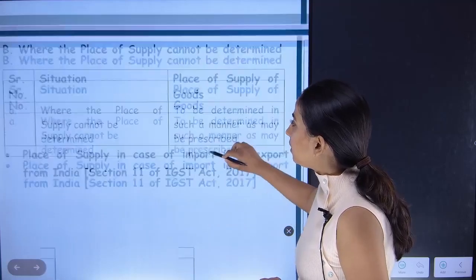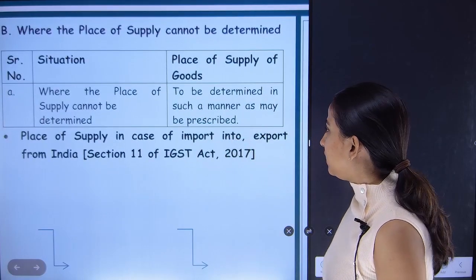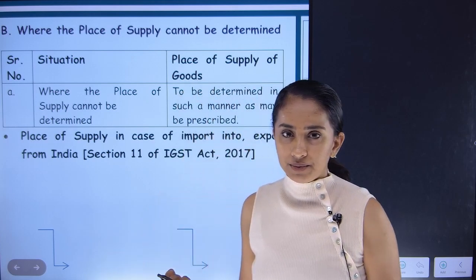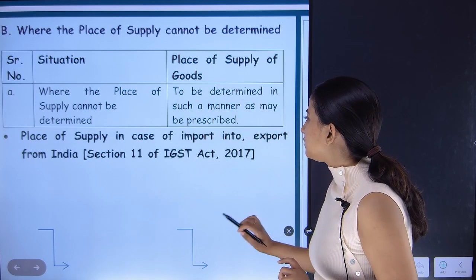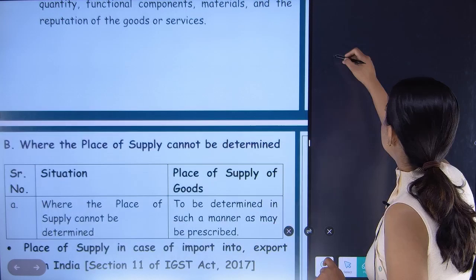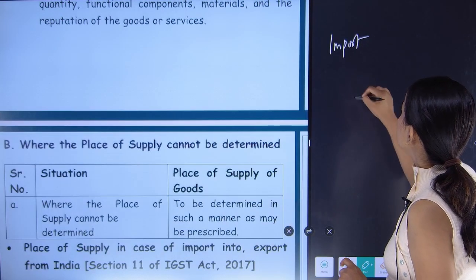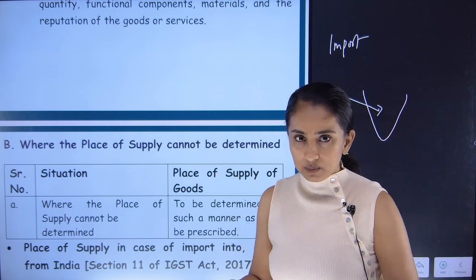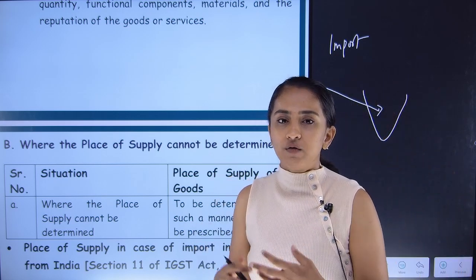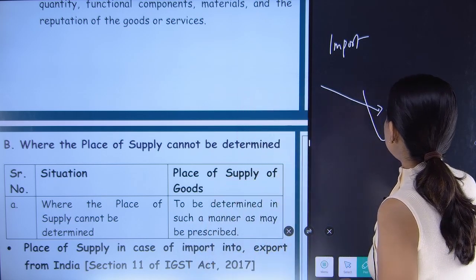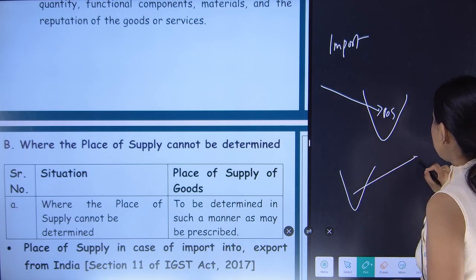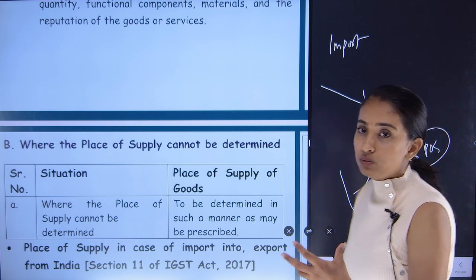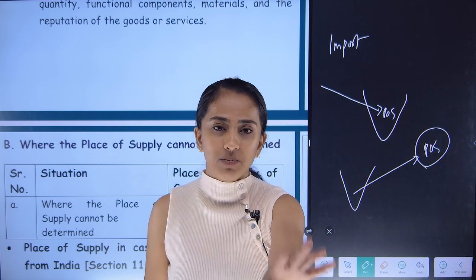Okay. Next, if the place of supply cannot be determined, then you just check the prescribed manner and determine the place of supply. Place of supply in case of import into or export. So if you import, goods are coming in, right? Generally the place of supply will be the recipient only, the place of recipient of services. So for one who imports the goods, this will be the place of supply. In another case, if you are exporting the goods, this will be the place outside the territory, where the goods are exported outside India, that will be the place of supply.